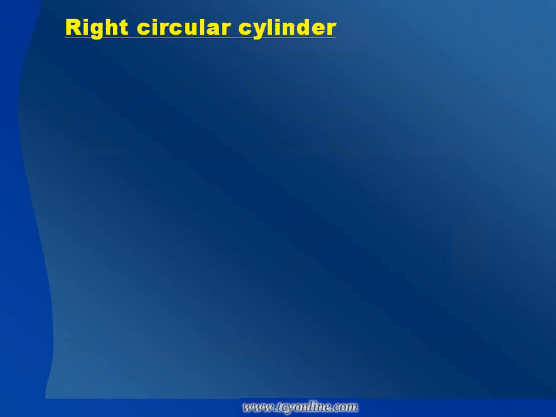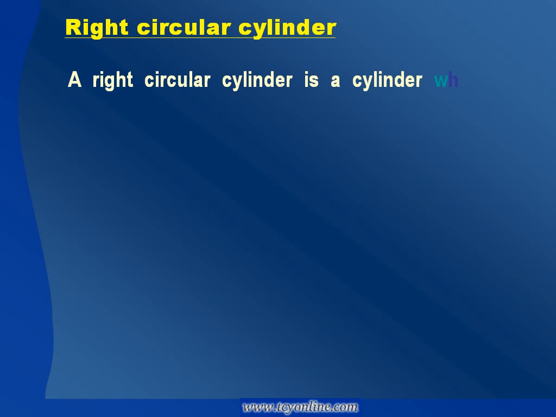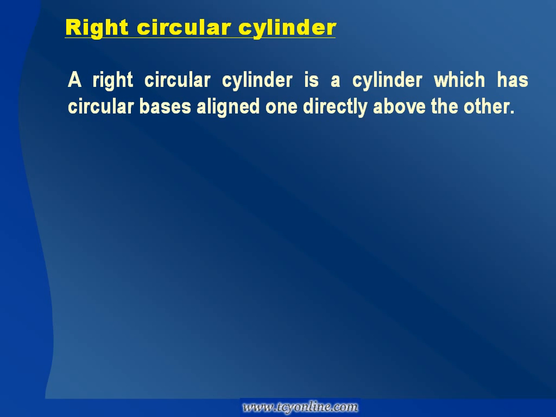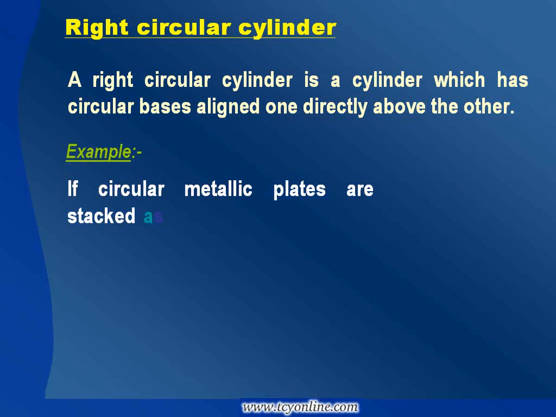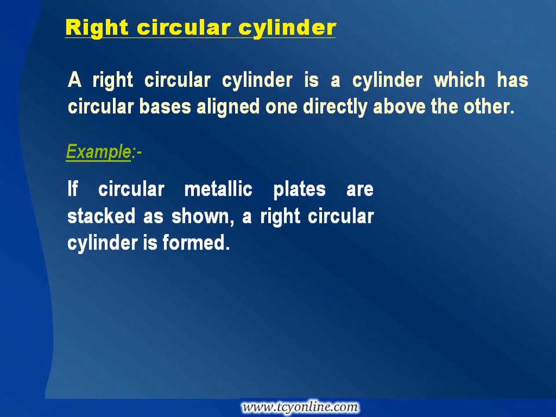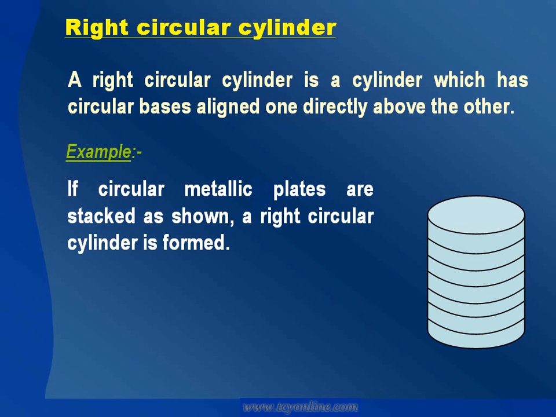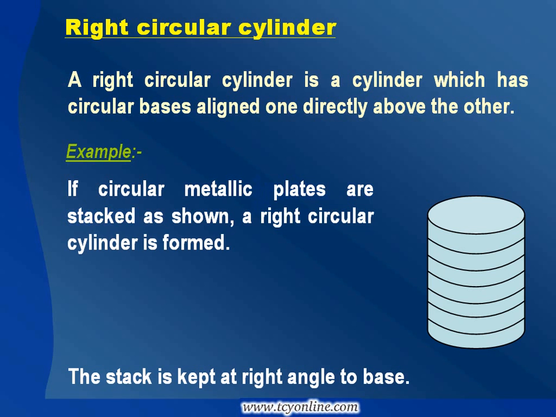A right circular cylinder can be described as a cylinder which has circular bases aligned one directly above the other. In simpler words, we can also say that it is a right cylinder with circular base. The following example would clarify the definition. A stack of circular metallic plates, which is shown, forms a right circular cylinder. It is really important to note that the stack is kept at right angle to the base.